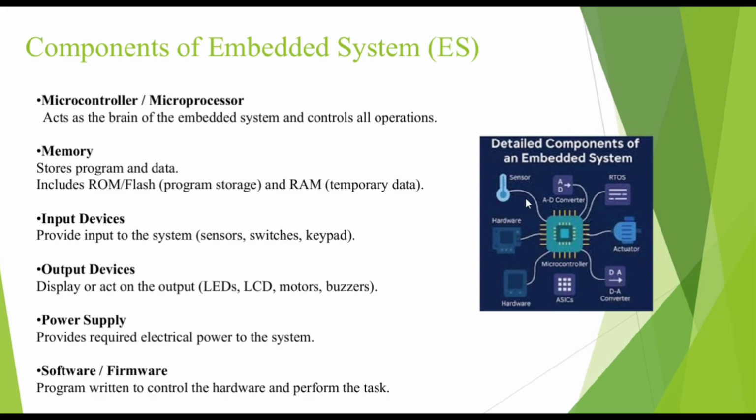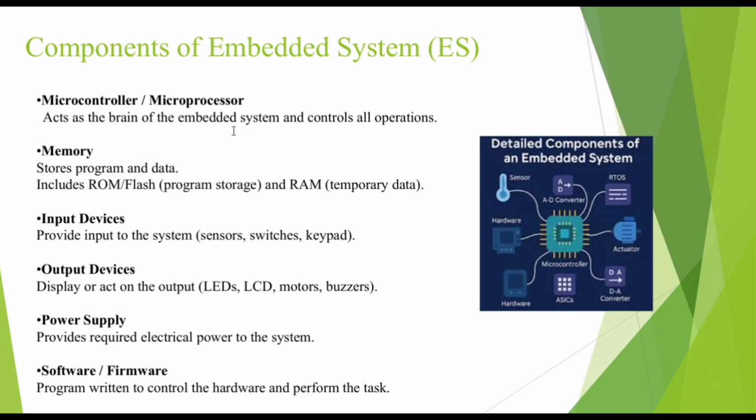Here, in this diagram, we will see the detailed components of an embedded system. Here is a microcontroller, which is connected to an AD converter, then RTOS, then actuators, then DA converter, then hardware, then sensors. All of this is the components of an embedded system. Now let's discuss each component in detail. First is the microcontroller and microprocessor.